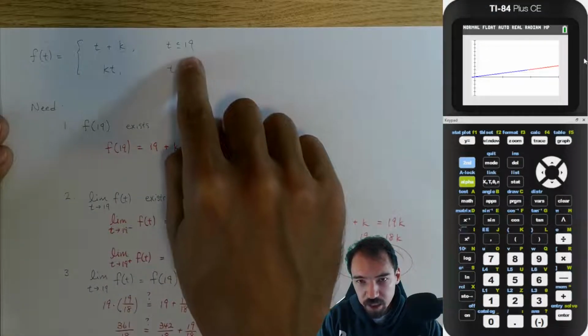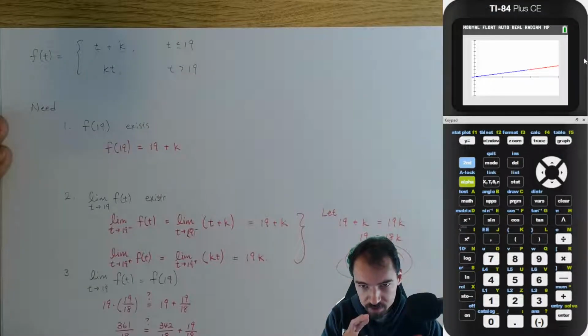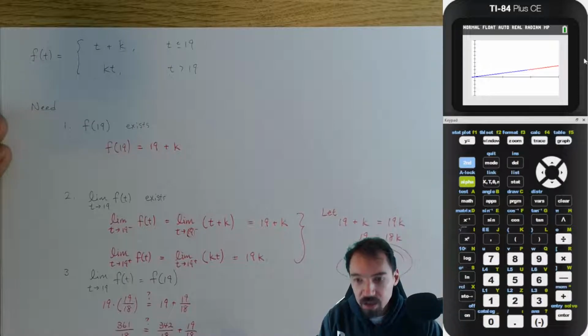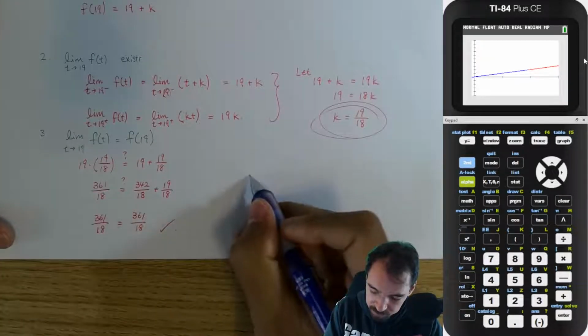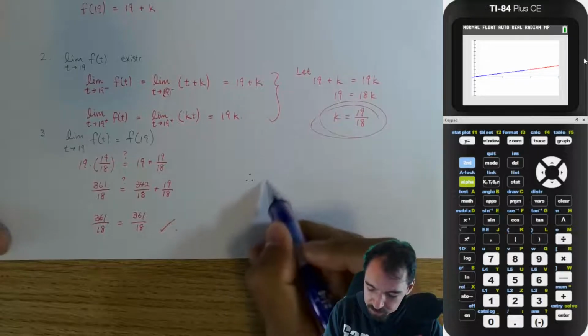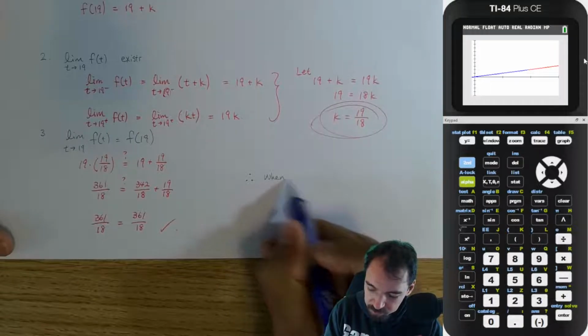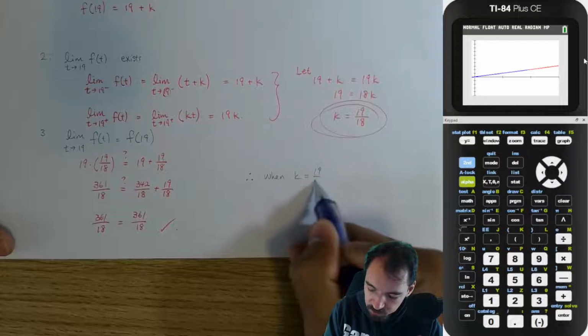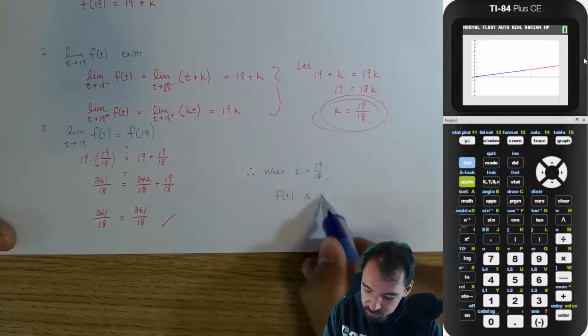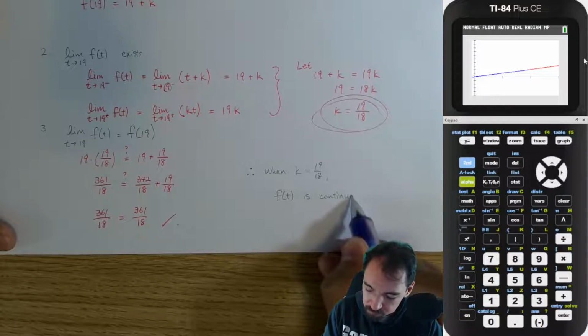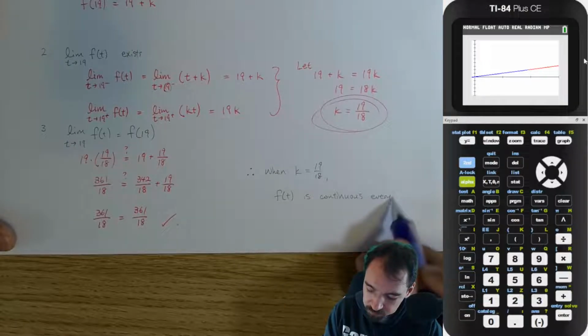If we can make the junction match, as in if we can prove that f of t is continuous at t equals 19, then we can extend this idea and say, therefore, when k equals 19 over 18, f of t is continuous everywhere.